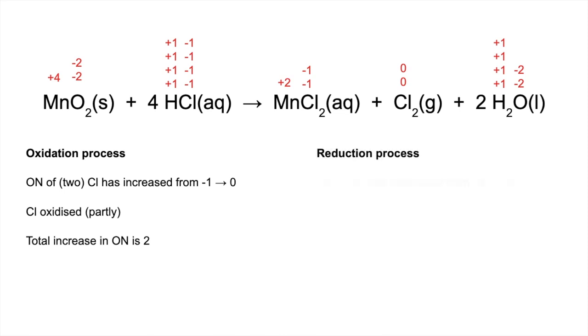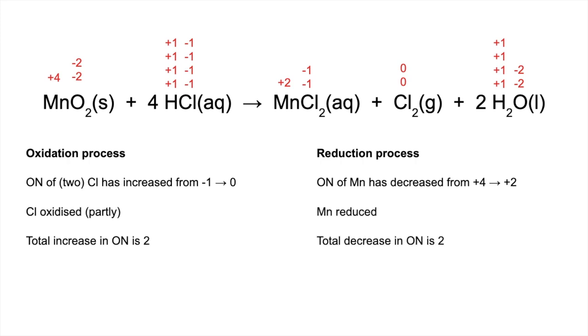So the reduction process now, the oxidation number of the manganese has decreased from +4 to +2. Manganese is therefore reduced, and the total decrease in oxidation number is 2. So that matches with the increase of 2 for those 2 chlorines. In terms of electrons, 2 of the Cl- ions from the 4 HCl, they've each lost an electron, formed a chlorine atom, and then they've combined to form the diatomic Cl2 molecule, and the Mn4+ ion in MnO2 gains 2 electrons and becomes an Mn2+ ion.